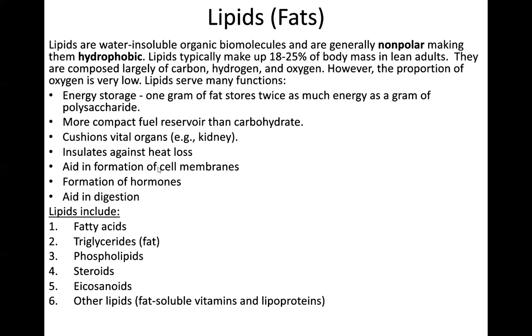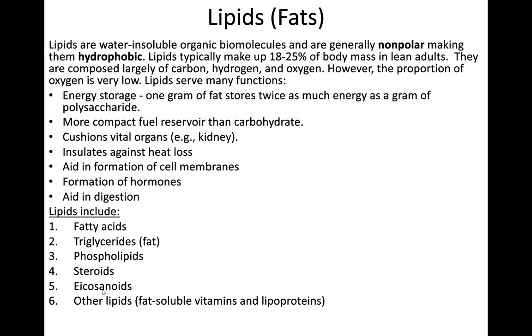It helps form the plasma or cell membranes of our cells. Some of our hormones are a fat, and fats can help with various forms of digestion. Now, looking at the 6 different categories here, we're going to talk about each one individually.